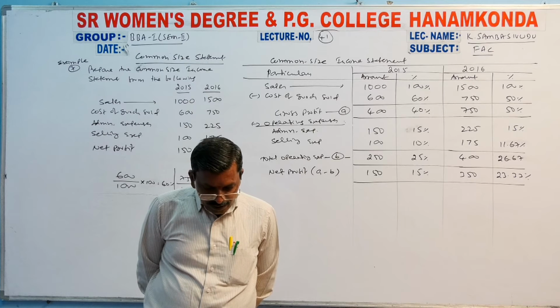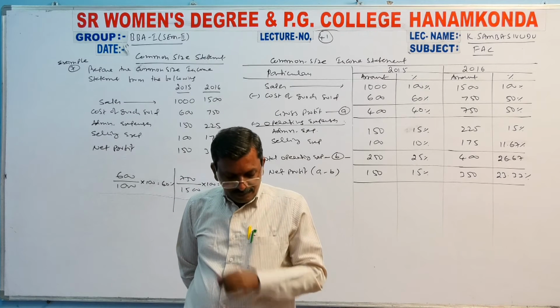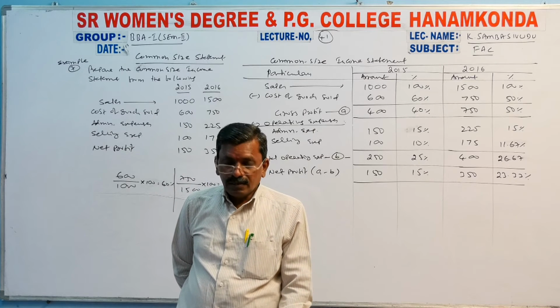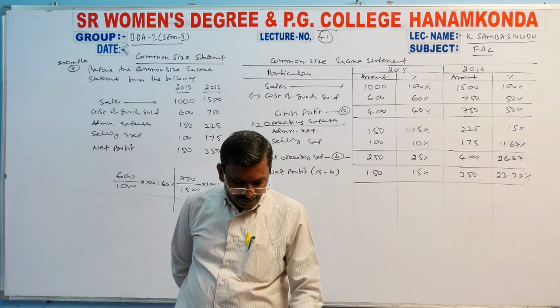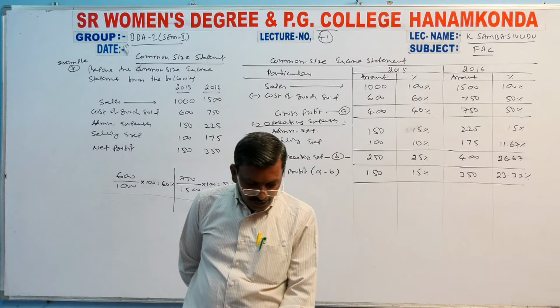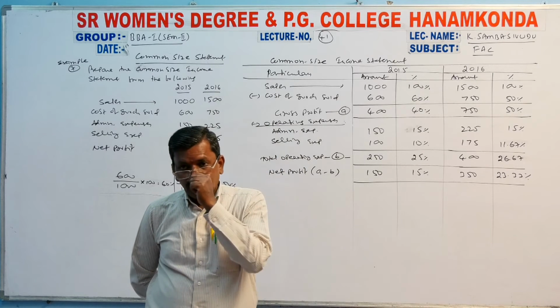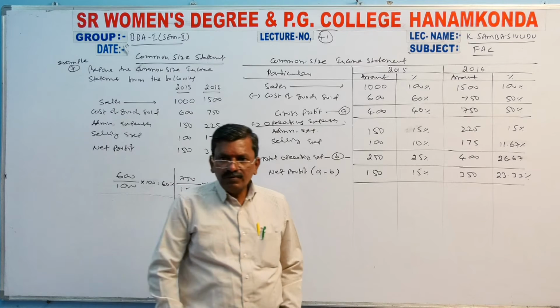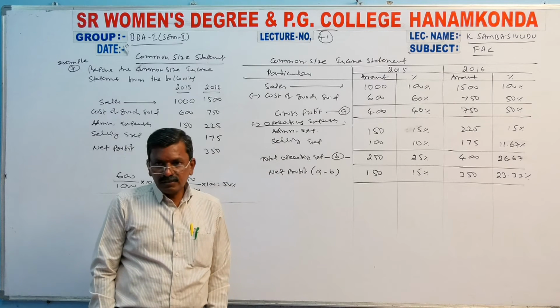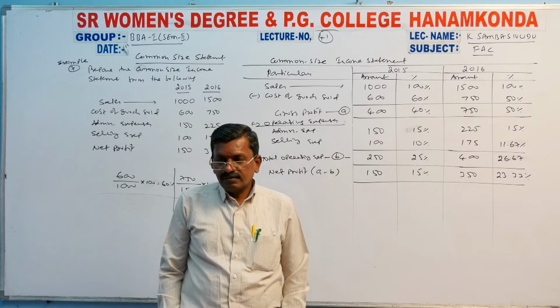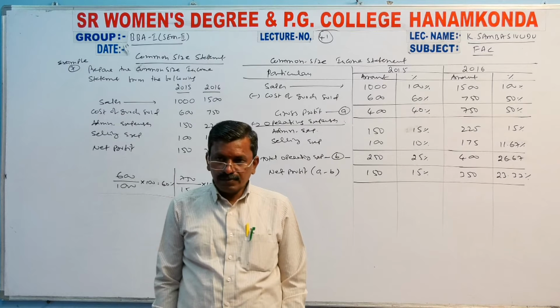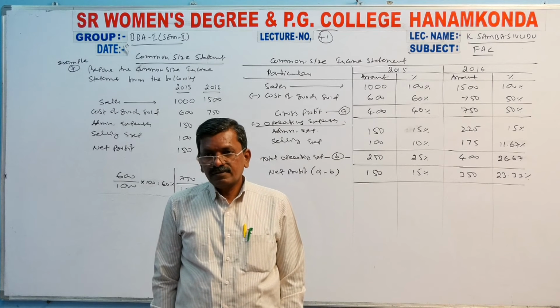Then overall, the company is satisfied. That is the overall financial position of the company: they are satisfied because the profits have increased. That's why, since profits have increased in the company, the company is satisfied.